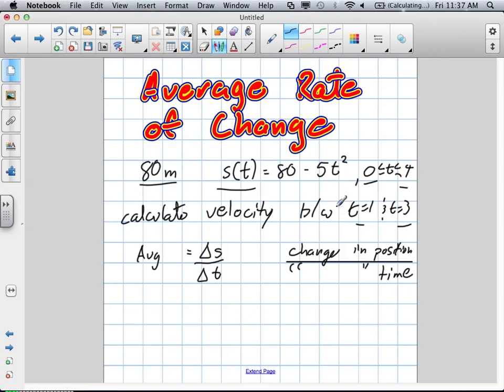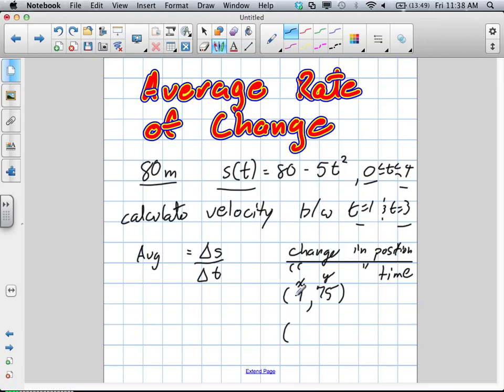We're going to give this two coordinates. The first coordinate is at t1, so when time is 1, that is going to be our first x value when it's 1. That will also give us the height. If we plug 1 into this equation, we're going to get what? Anyone know? If I plug 1 into that equation, 1 squared is 1 times 5 is 5. What's 80 subtract 5? 75. So that is our position at 1 second, which will be our y value.